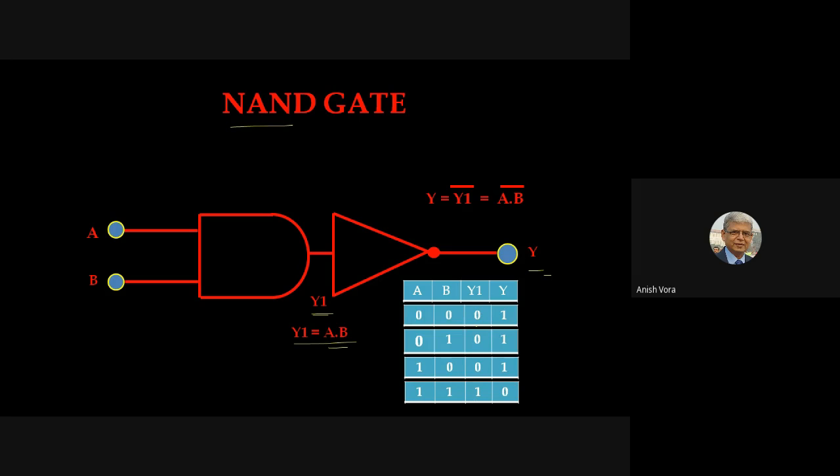This Y1 is the whole truth table of our AND gate, but Y is the inversion of it. Now what exactly we can define as the characteristic of the NAND gate from the truth table is that when both inputs are simultaneously high, the output will go low. So that is the characteristic of the NAND gate. When both the inputs are high, output will be low. In all other conditions, output will remain high, right?